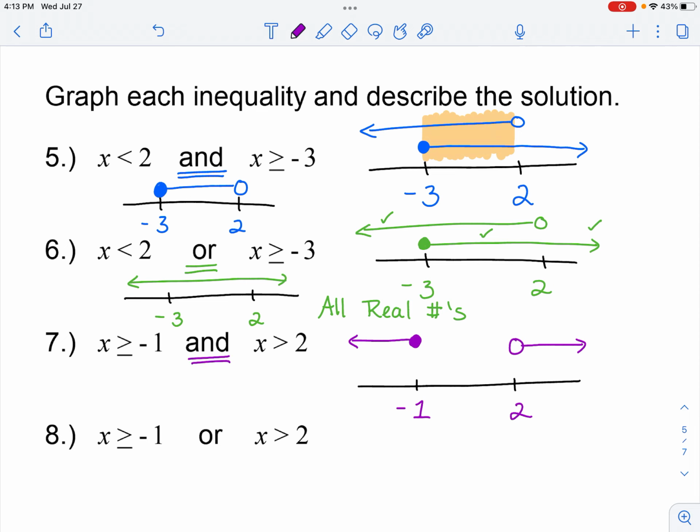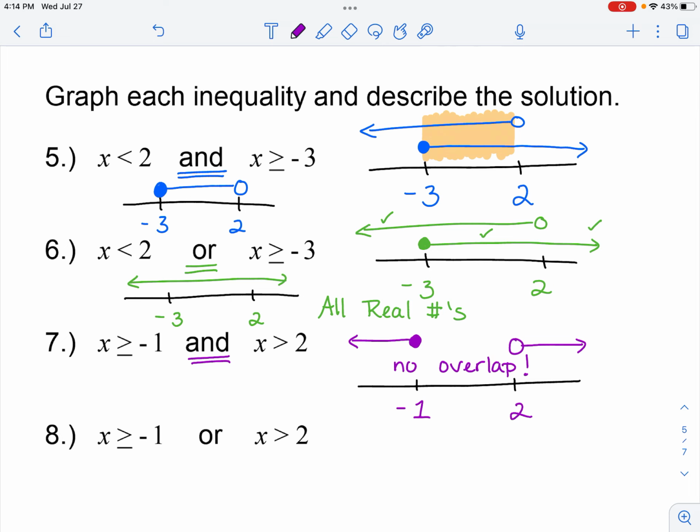All right. Now this is an and. I want to know, where do these overlap? Well, I've got one set of numbers here, one set of numbers here, but there's no overlap. Okay, so I'm going to make a note that this is no overlap, which means there's no solution.